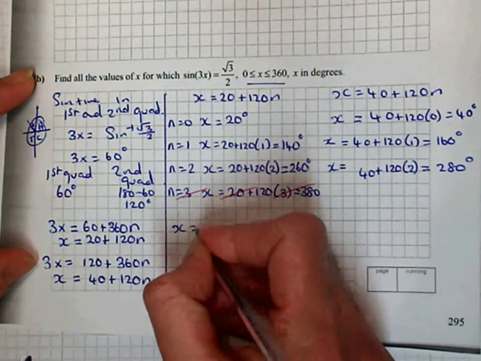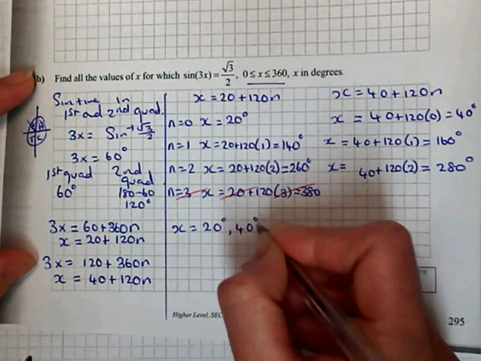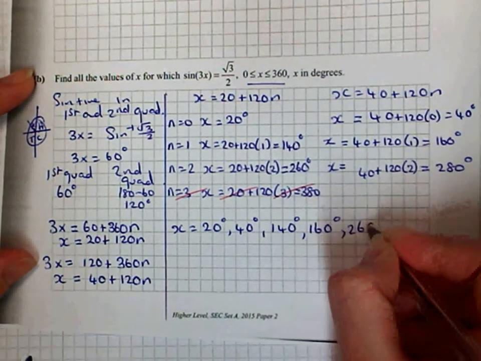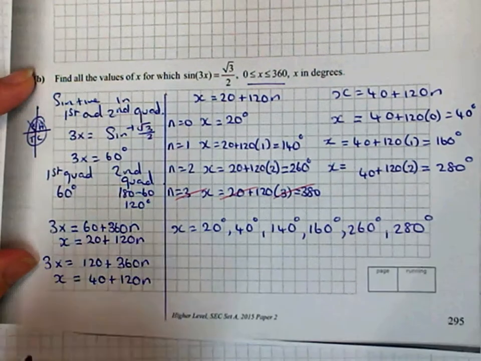So the answer is 20 degrees, 40 degrees, 140 degrees, 160 degrees, 260 degrees and 280 degrees.